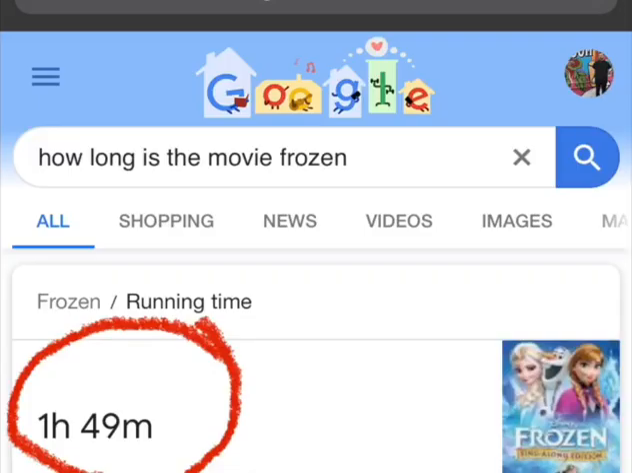A quick Google search simply tells you that Frozen is 1 hour and 49 minutes long. There is no variability in the data here. I cannot say that the movie's an hour and a half long. I cannot say that the movie's an hour and 15 minutes long. There's no guessing. There's no variability in the data. There's no difference. There's no change. Okay? This is a single answer.